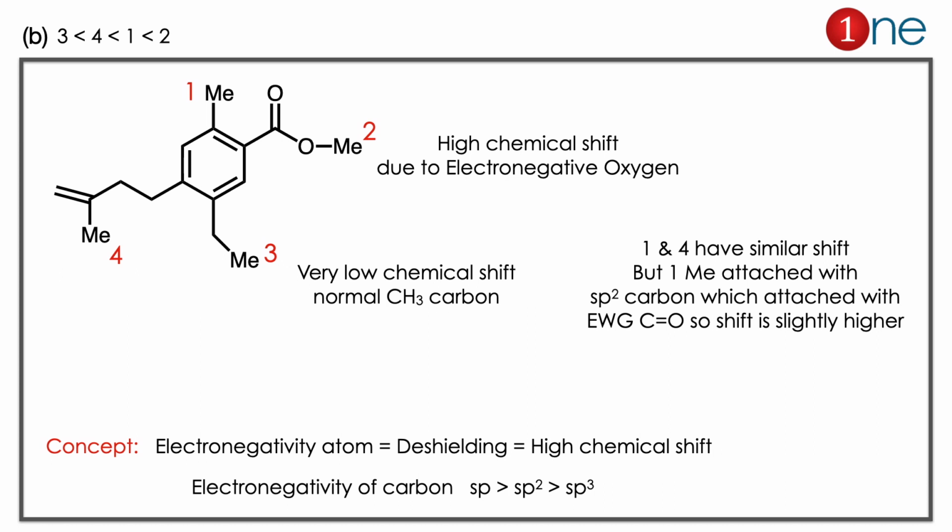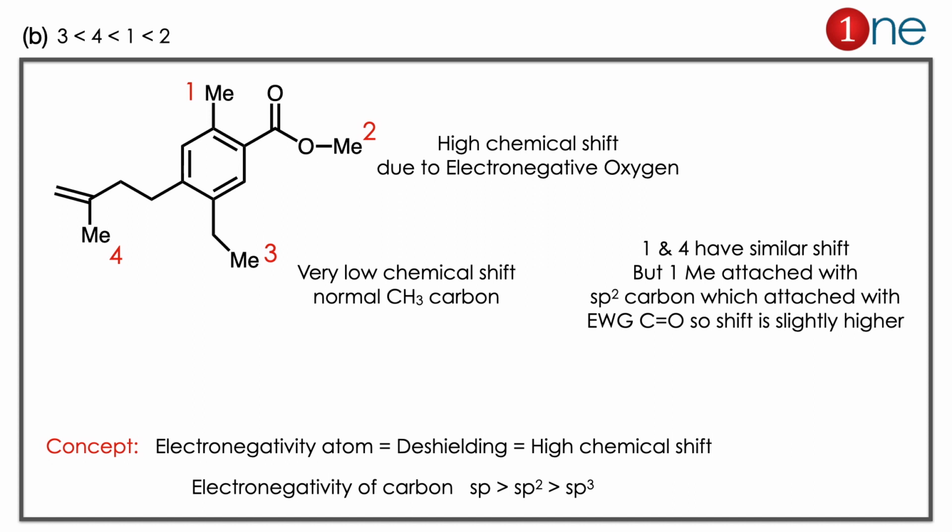Here the second one will have a higher chemical shift because of its attachment to the electronegative oxygen. Further, the oxygen is attached to a carbonyl group, so it will be more electronegative. So the second will be the very high one, and the third will be the very least one. We have to decide between 4 and 1. If you look at 4, it is attached to an alkene. But if you look at 1, it is attached to a benzene sp2 carbon. Further it is attached to a carbonyl. So many electronegative groups are nearby. So 1 will be higher than 4 there.